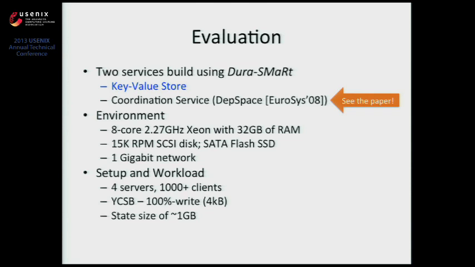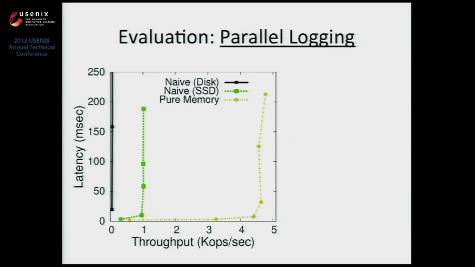The environment: we have a good machine with good disks, SSD and normal disks, good network, 4 servers, and more than 1,000 clients. The 1,000 clients are threads on some machines of our cluster. We run workloads of write only, okay? And the state is around 1 gigabyte. In the paper, we discuss some variations of this setup, but I think for this problem it is more or less the same thing, okay?